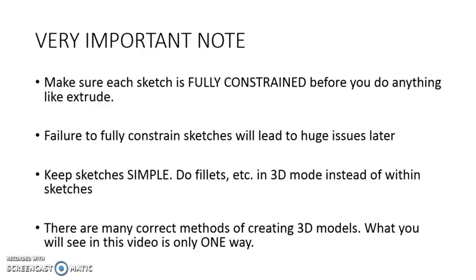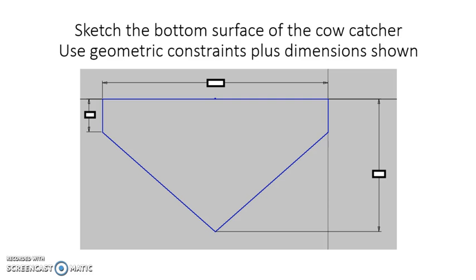Okay, let's get started. The first thing I'm going to do, you'll notice when you look at the cow catcher that it's basically a home plate on bottom and a home plate on top. So I'm going to start by creating the home plate that's on the bottom surface of the cow catcher. That's the larger of the two home plates. I used a mixture of geometric constraints plus the dimensions that you see below in order to fully constrain it. One thing that might be worth noting, I used the equal constraint to say that these two diagonals here were equal in length, and that really helped me out.